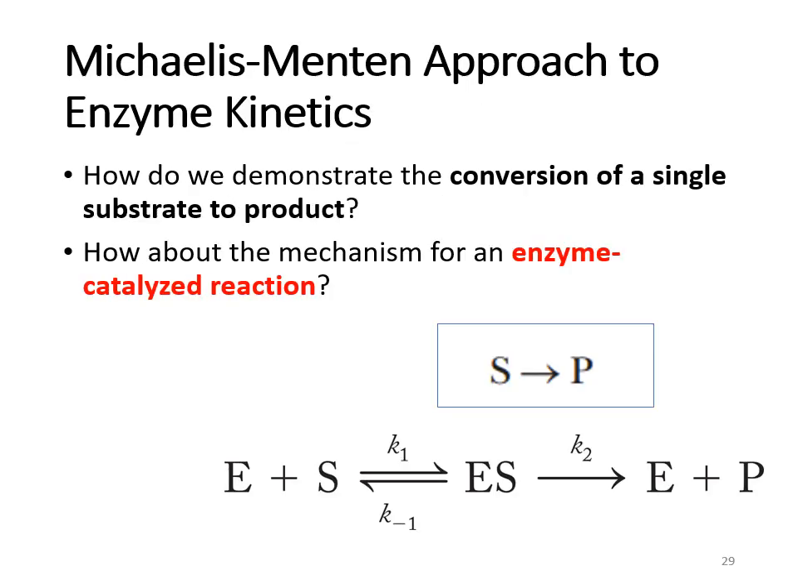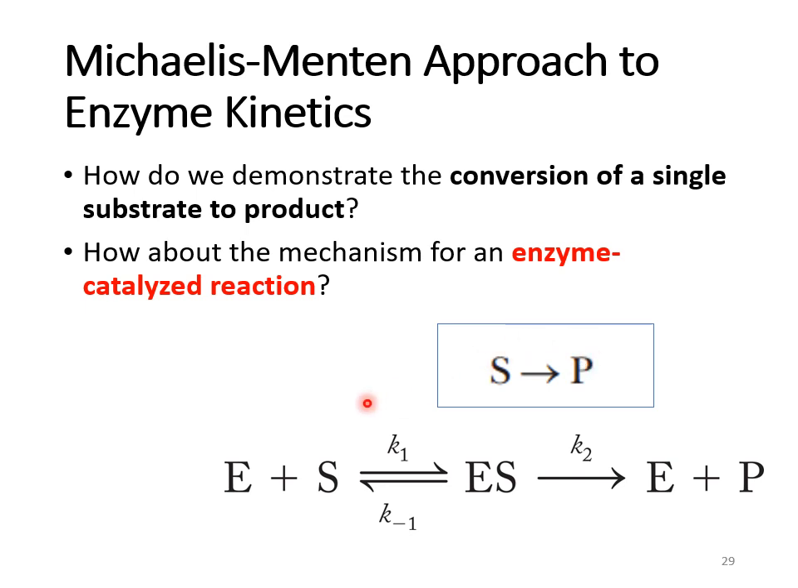So now we're going to take a look at enzyme kinetics. We're not going to go into crazy detail here, but I want to point out a few things. The first thing that I have here is how do we demonstrate the conversion of a single substrate to a single product? And that's this equation here. The answer to this first question is this equation, S being substrate, P being product.